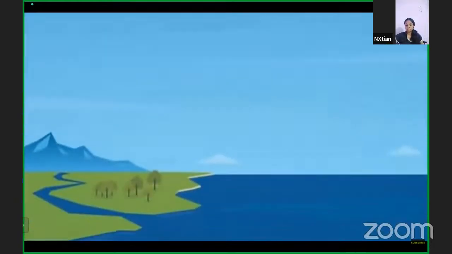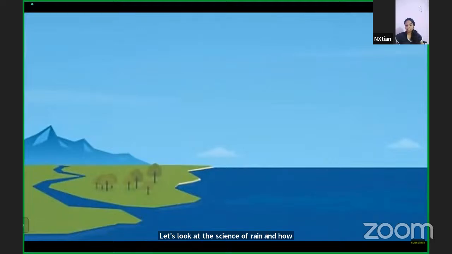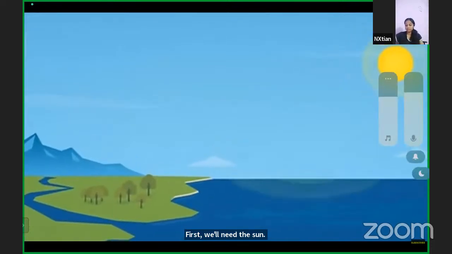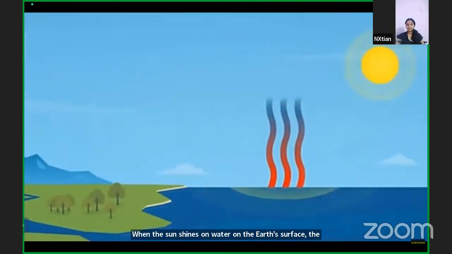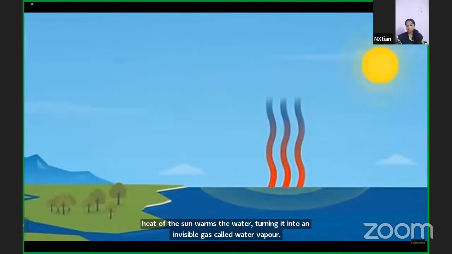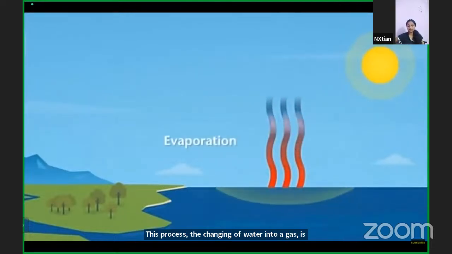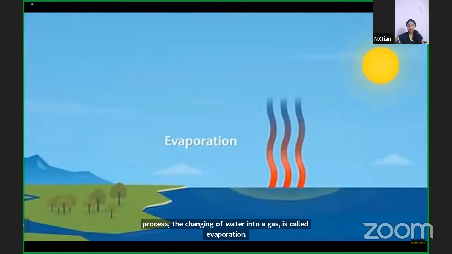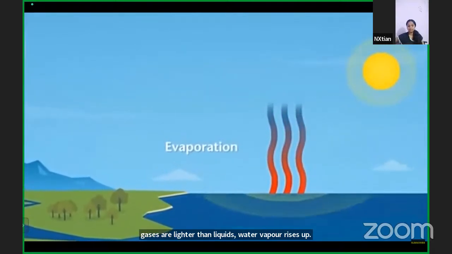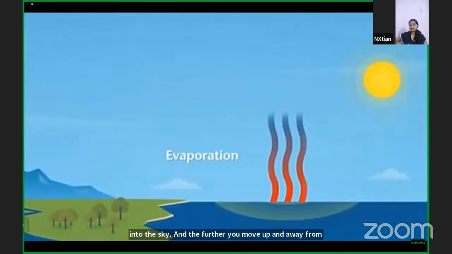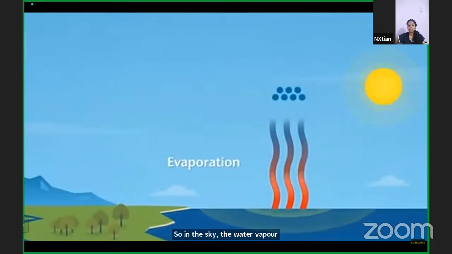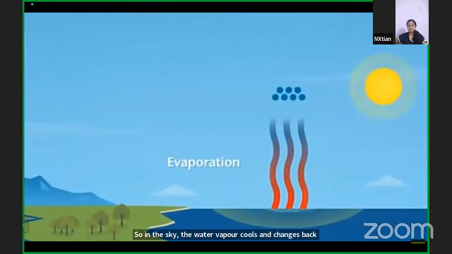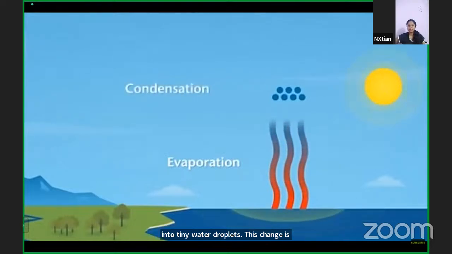Let's look at the science of rain and how raindrops form. First, we'll need the sun. When the sun shines on water on the Earth's surface, the heat of the sun warms the water, turning it into an invisible gas called water vapor. This process, the changing of water into a gas, is called evaporation. Because gases are lighter than liquids, water vapor rises up into the sky. And the further you move up and away from the Earth's surface, the colder the temperature gets. So in the sky, the water vapor cools and changes back into tiny water droplets. This change is called condensation and is the opposite of evaporation.